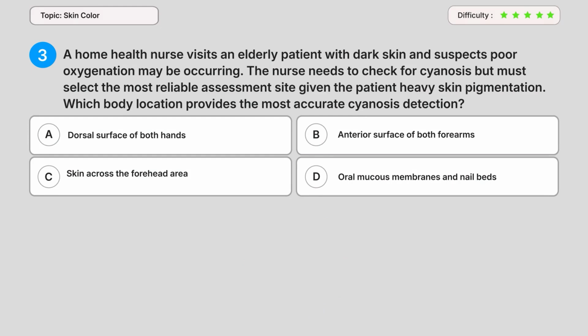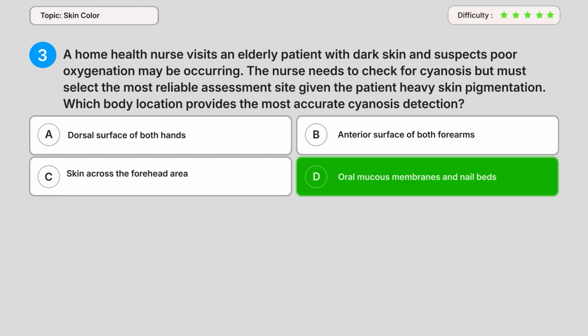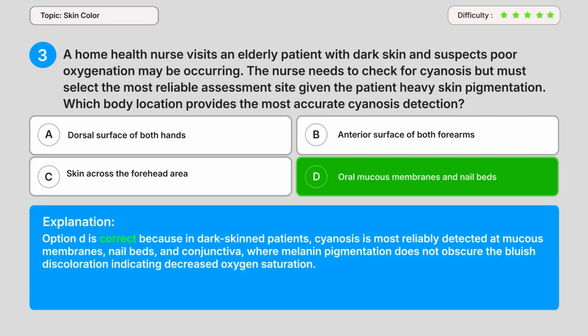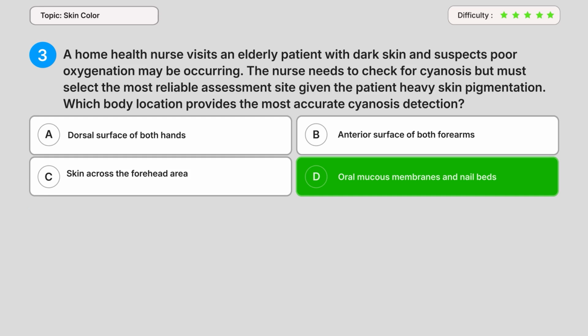Correct answer: D. Oral mucous membranes and nail beds. Explanation: Option D is correct because in dark skin patients, cyanosis is most reliably detected at mucous membranes, nail beds, and conjunctiva, where melanin pigmentation does not obscure the bluish discoloration, indicating decreased oxygen saturation.